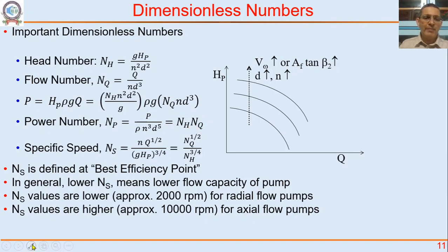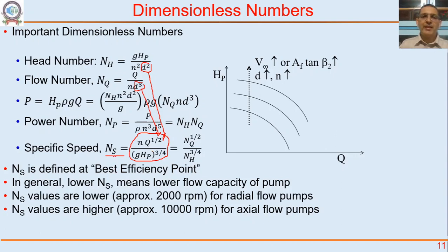Now I can eliminate d between these two relationships, and I will get a relationship that looks like this. This also is a dimensionless number. We call this dimensionless number the specific speed, N_S, which is N_Q raised to half divided by N_H raised to 3 by 4. You can do this for yourself. You can check yourself.